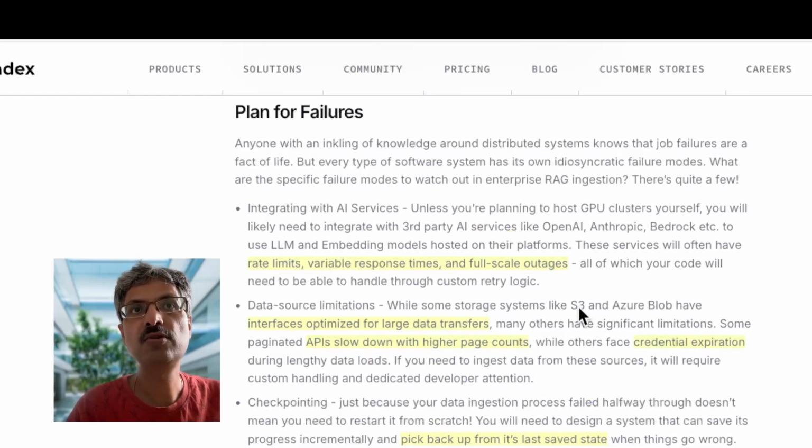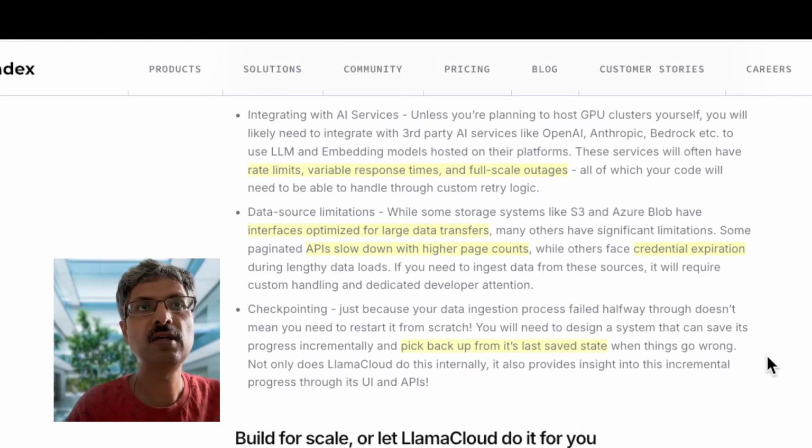There are some storage systems which are optimized for large data transfer, but there are some whose APIs slow down with higher page counts. Or if you are ingesting for a long time, then your credentials might expire. So you have to take that into account.